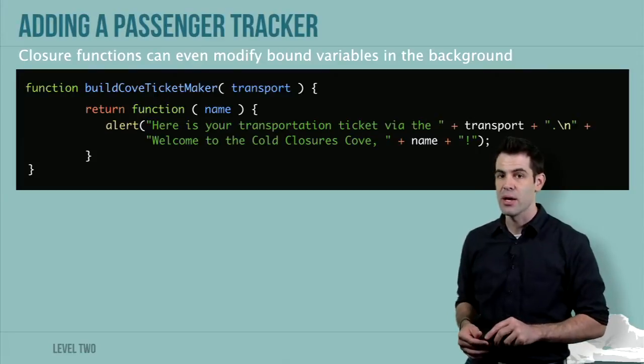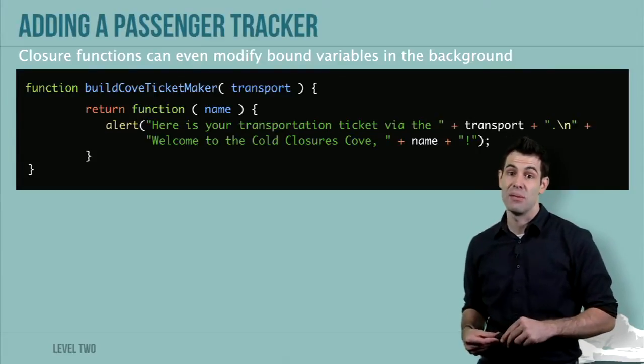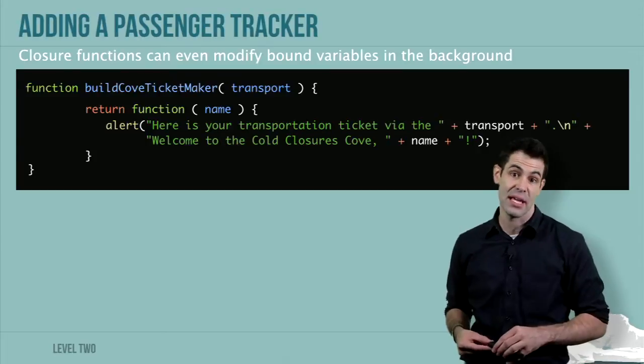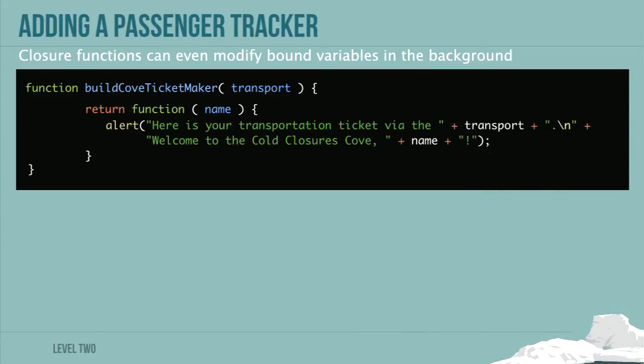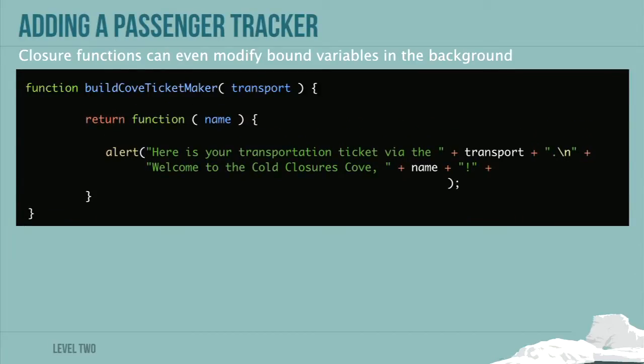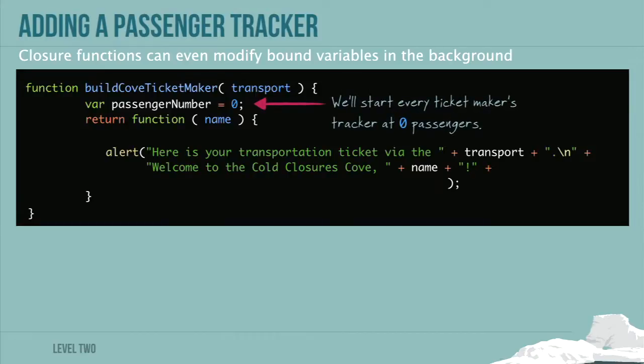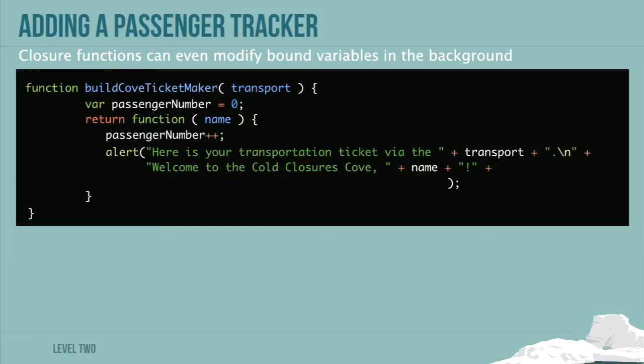What's a passenger tracker? It will keep track of how many times we've given a specific ticket to any particular mode of transportation. So here's our original function, and we'll shuffle it up a little bit. And we're going to stick a new variable here at the very beginning of that function called passenger number, and we're going to set it equal to 0. What does that mean? That means that every time we build a ticket maker, it will get a passenger number of 0 to start. We're still going to return the function that has our alert in it, but inside that function, we will increment our passenger number.